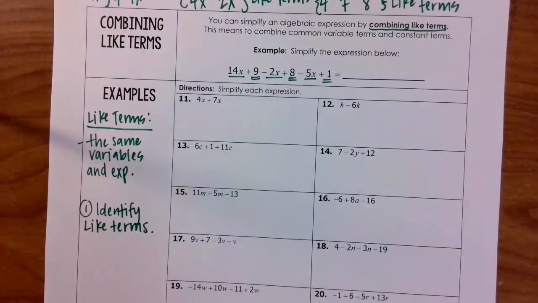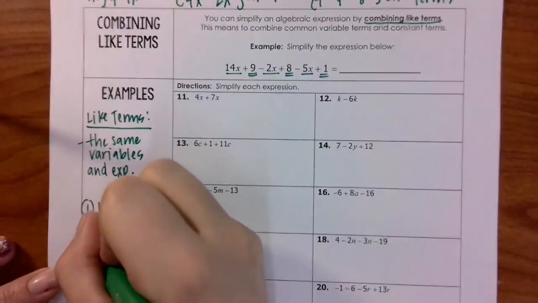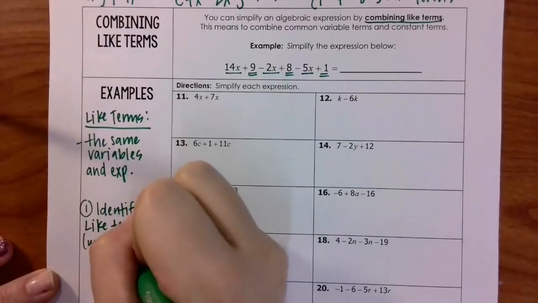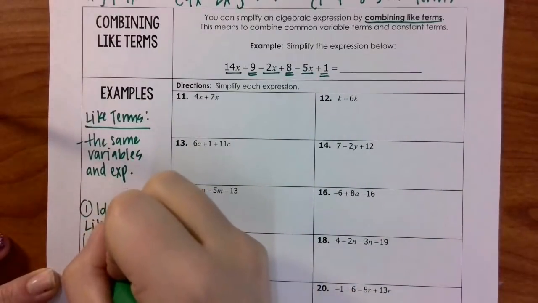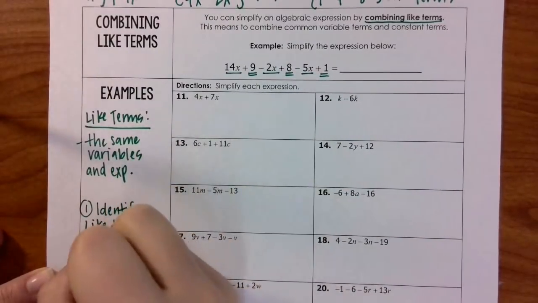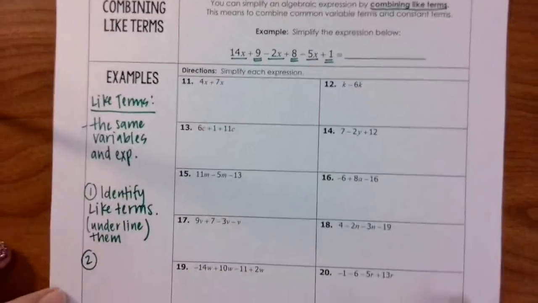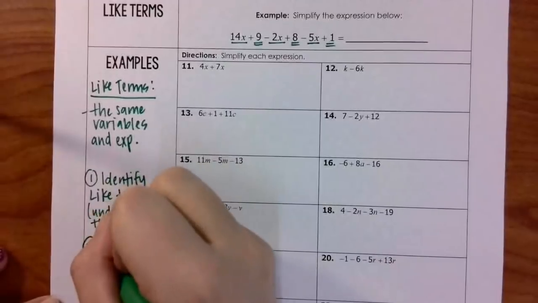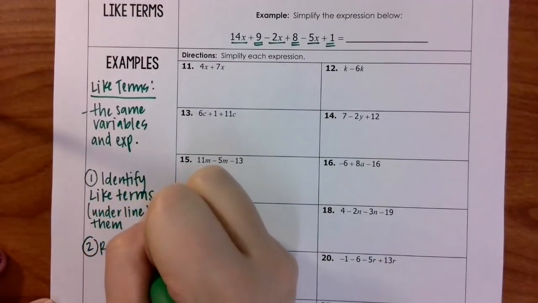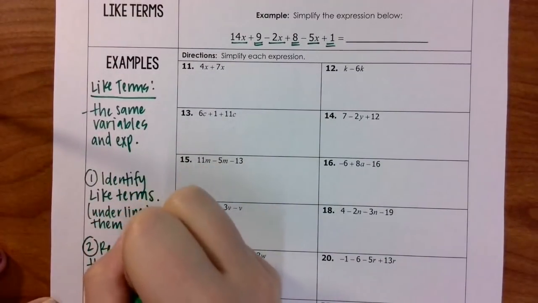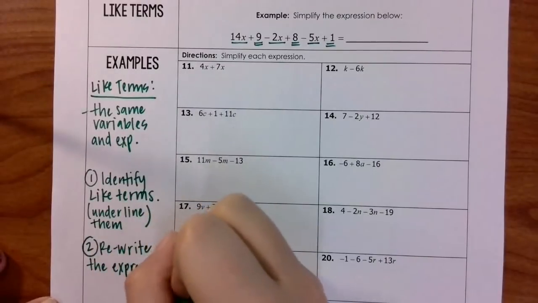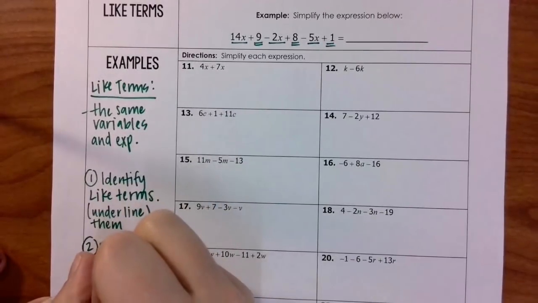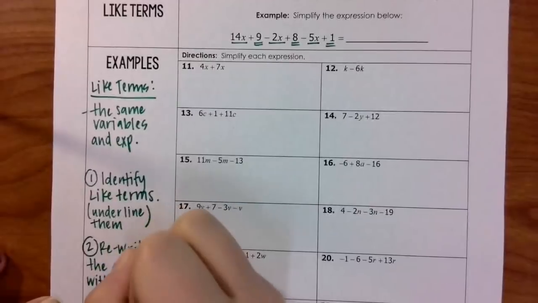Identify like terms. Underline them, separate them, do whatever you need to do. And the second step, and this is important, and a lot of you are going to try and skip it, but please don't. There's a reason for it. You're going to rewrite the expression with the like terms together.